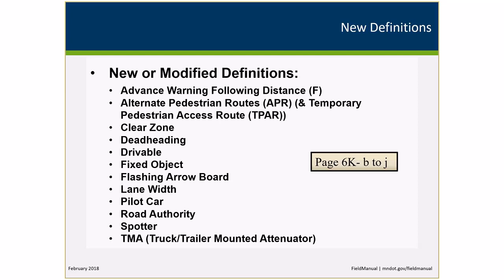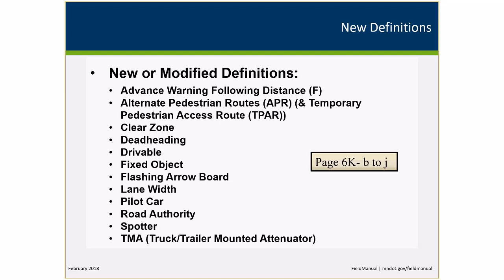A fixed object ties in with the clear zone. It's a hazard that is identified as firm, unyielding, and greater than 4 inches in height. A flashing arrow board: we use flashing arrow boards quite a bit in the field manual, but we didn't really define them either in the field manual or in the MnDOT, so we ended up coming up with a pretty good definition so that it's clear what a flashing arrow board is.